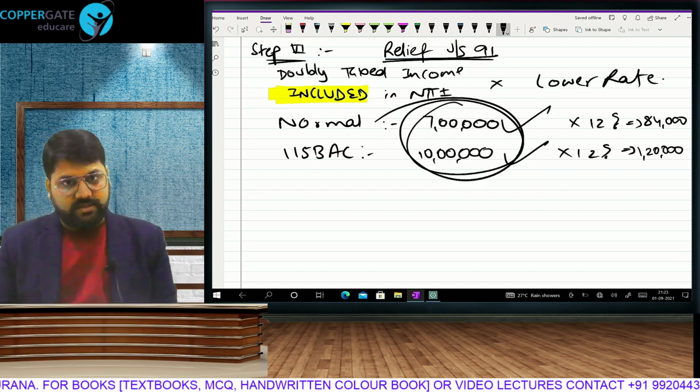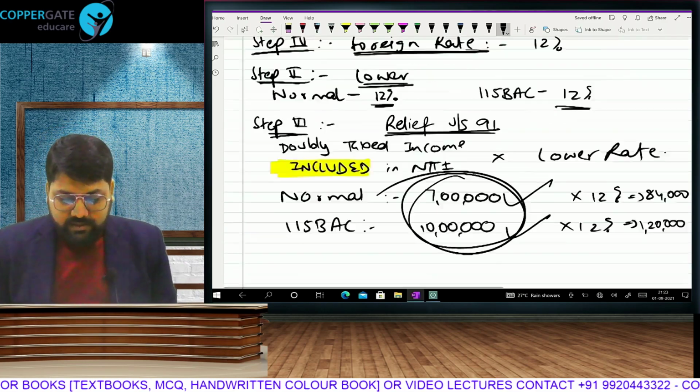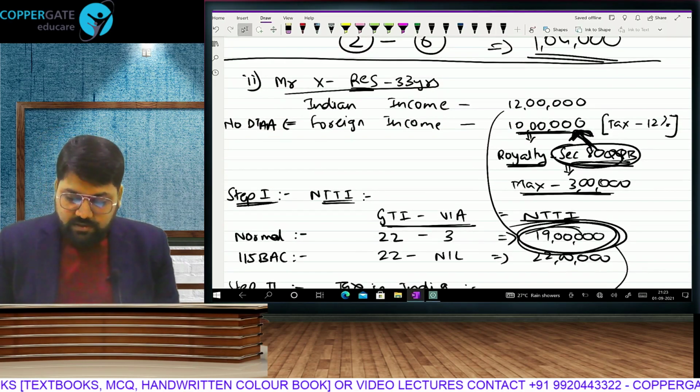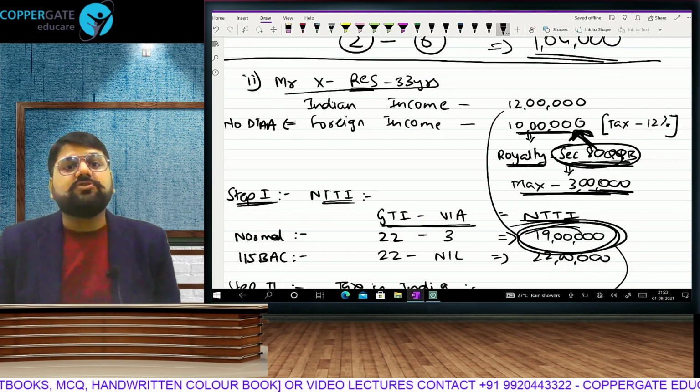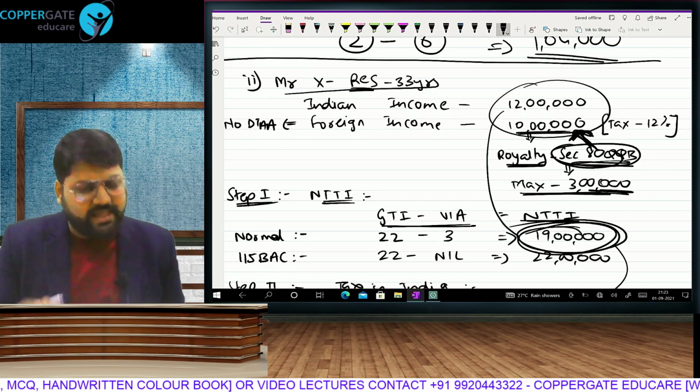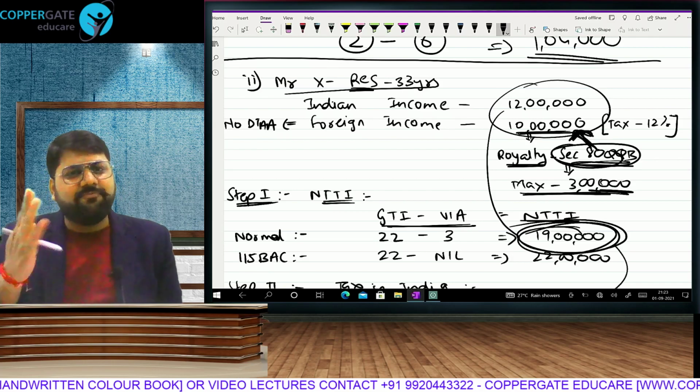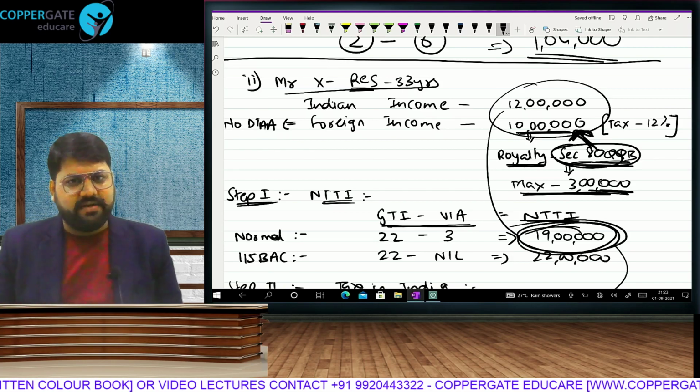Then only this calculation will come. Supposedly, let's change this concept. Supposedly, this deduction was not the royalty. This was not royalty income. This was like any other income, a random foreign income, like our example 1.